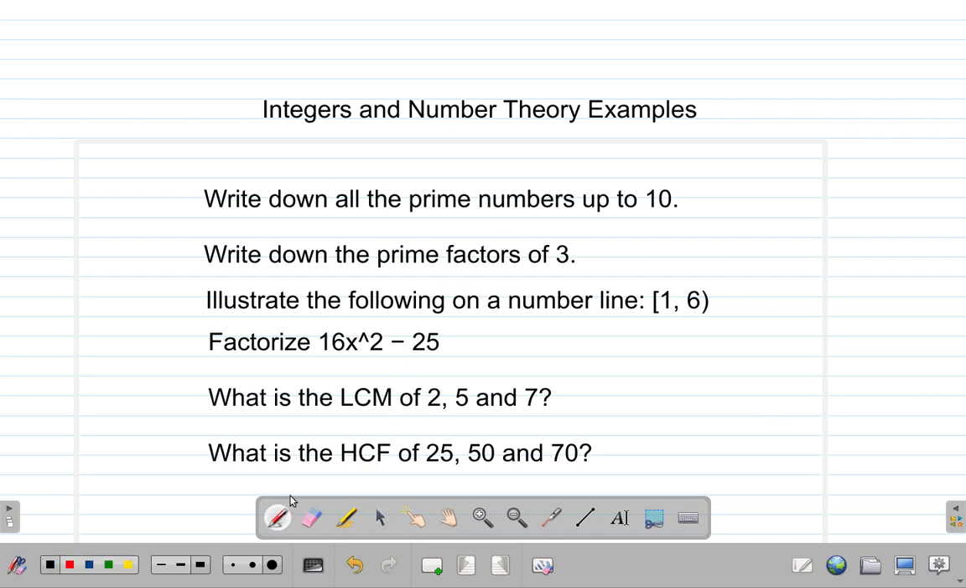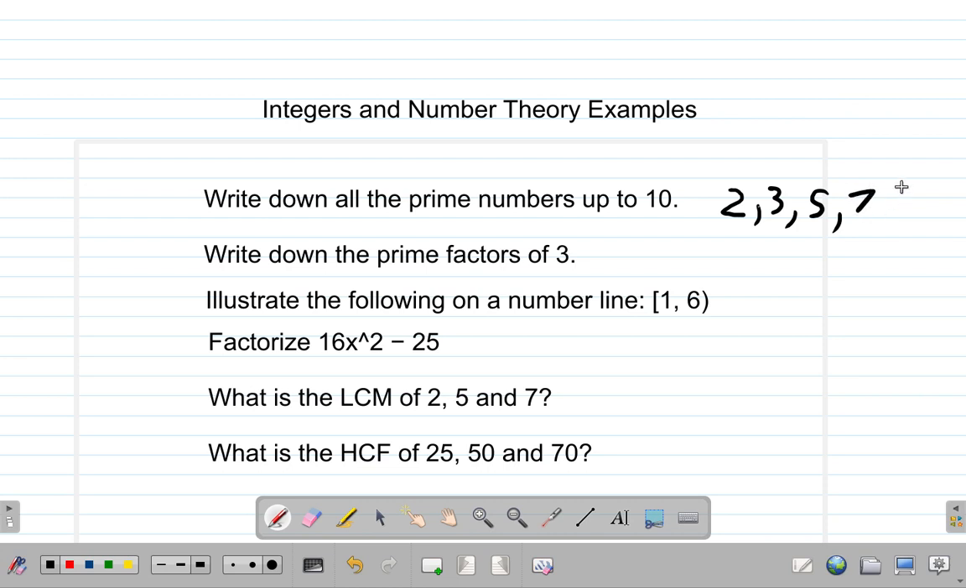So let's see what happens here. Write down all the prime numbers up to 10. Well, 2 is the smallest prime number. It's also the only prime number that is even. You have 3, 5. If you try 6, 6 can be divided by 2 and also 3, so it's not a prime number. 7, okay.